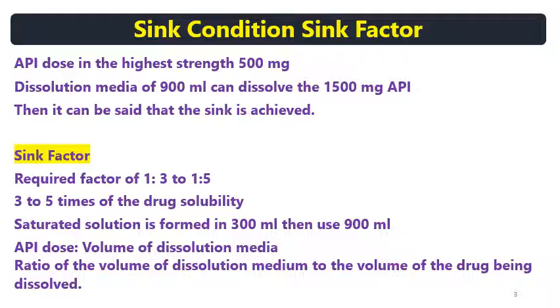Now what is sink factor? The generally required factor of 1:3 or 1:5 is the sink factor. That means, in simple words, 3 to 5 times the drug solubility should be there in the dissolution media. If a saturated solution is formed, for example, in 300 ml, then you can directly use 900 ml. These are examples only. You can have your own calculation and then go for the dissolution media and media volume, based on API dose to volume of the media.